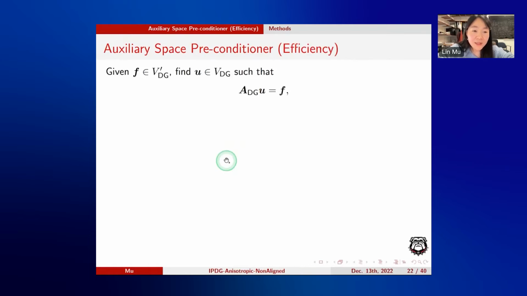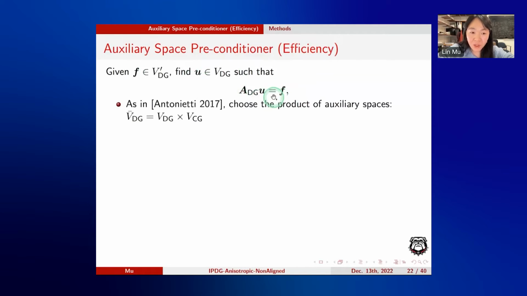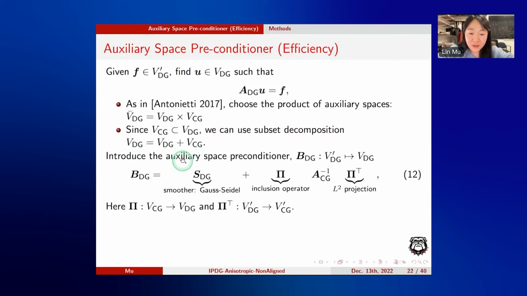Okay, so let's check the ASP for our DG method. Let's form the problem as a linear system with matrix A_DG and right-hand side, so we are going to solve for U from this system. The DG space can be represented by a product of two spaces, V_DG and V_CG. Now because CG is a subset of DG, we can use a subspace decomposition for V_DG. Now we can construct our auxiliary space preconditioner as follows.